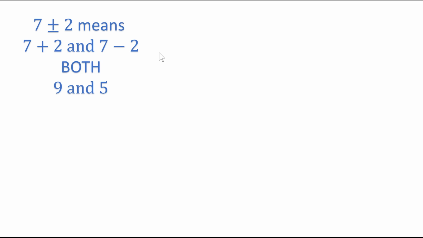All right, if you see that symbol between two numbers, if you have something like 7 plus or minus 2, that means two numbers, 7 plus 2 and 7 minus 2. So it means both 9 and 5. 7 plus or minus 2 means both of those answers: 7 plus 2, which is 9, and 7 minus 2, which is 5. So it indicates both of those numbers.